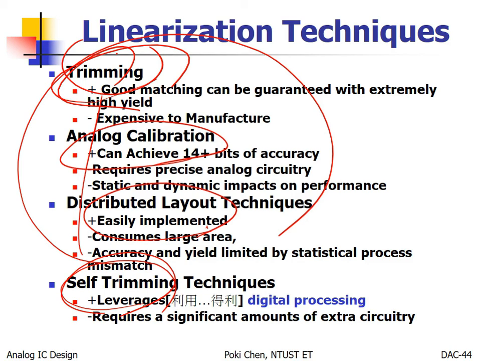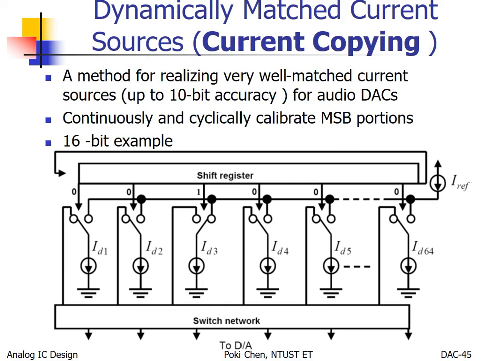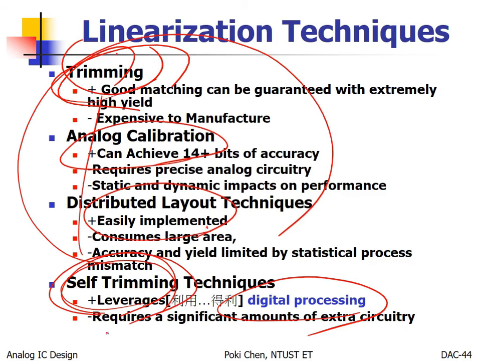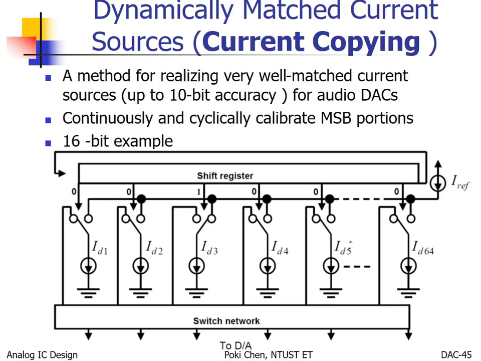In this way, you need help from digital circuits. Again, it is some kind of digitally assisted analog circuit. That is what I told you. So after this break, I will tell you how to calibrate the circuit by itself. Self-trimming, self-calibration. Yeah, let's have a break. Then we'll come back for this very interesting and exciting idea.